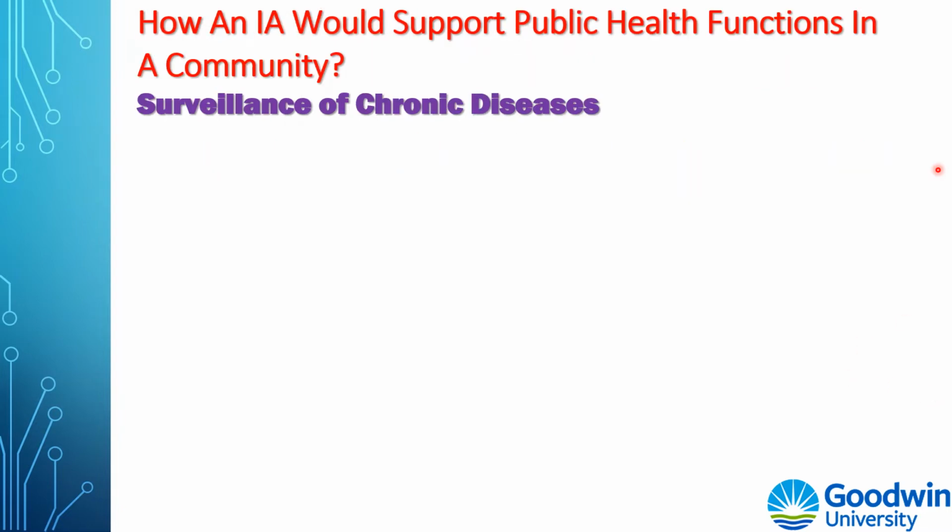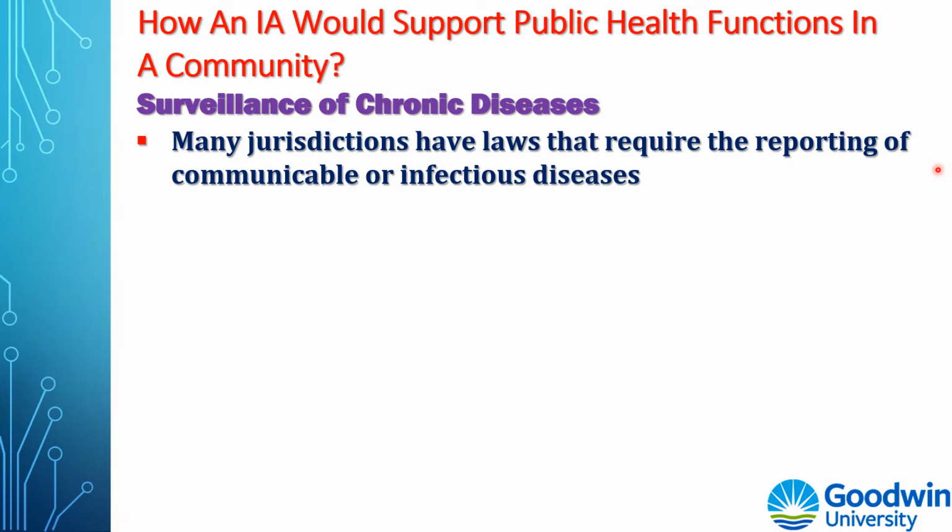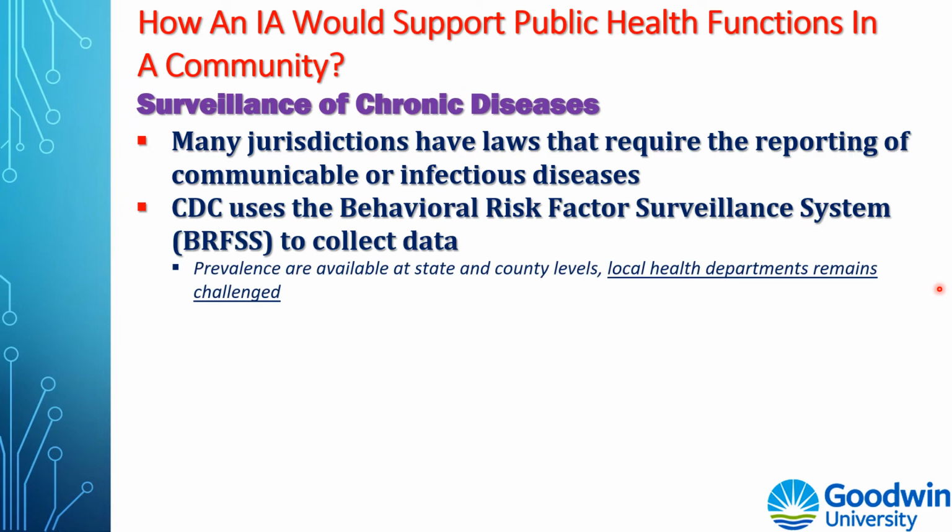So how would this infrastructure support public health functions in a community? Let's talk about surveillance of chronic disease. Many jurisdictions have laws that require the reporting of communicable or infectious disease. I live in one of those states. So how do you normally get that data? The CDC uses the Behavioral Risk Factor Surveillance System to collect data. Prevalences are available at the state and county levels, but local health departments are challenged.